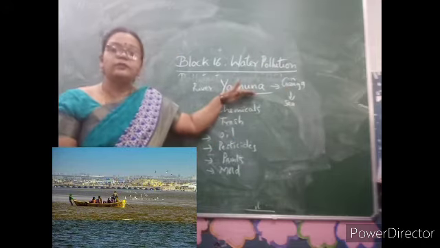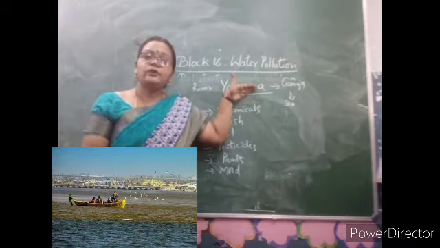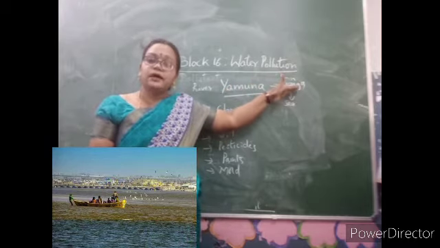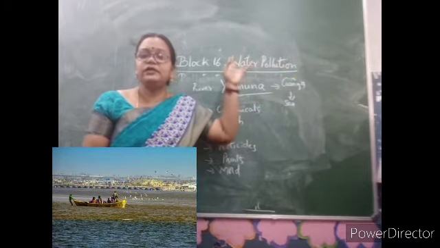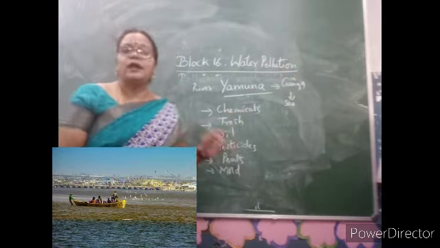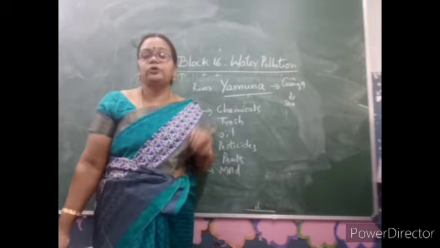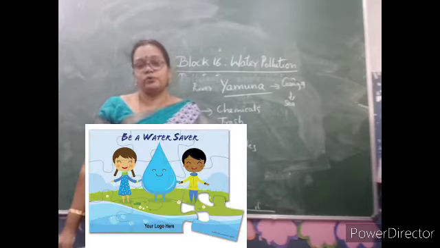The plants living in Yamuna will die. Animals living in Yamuna will die. Plants in the Ganga river will die. And also in the sea, animals, sea plants, everything will get spoiled because of all these activities. So it is very important to stop all this and save our water bodies.